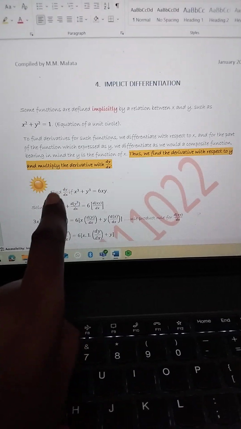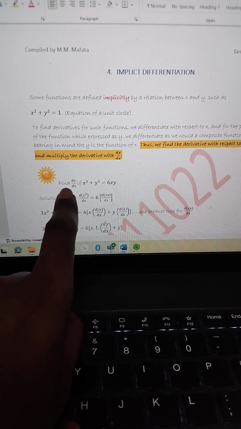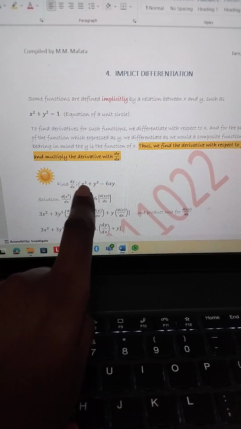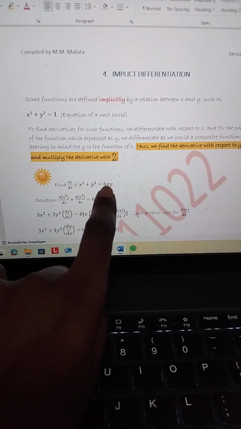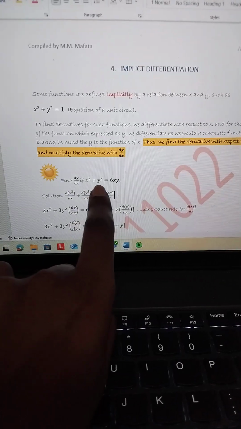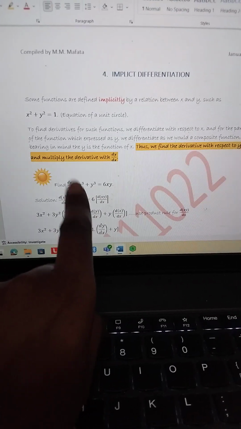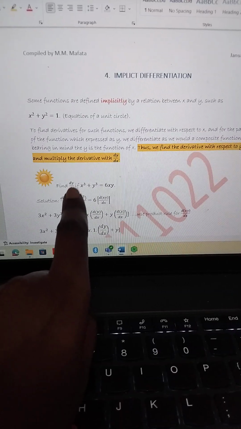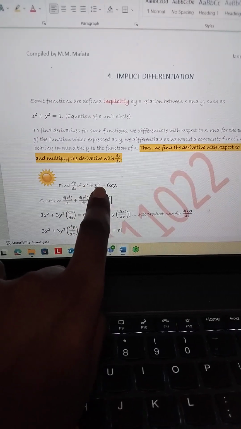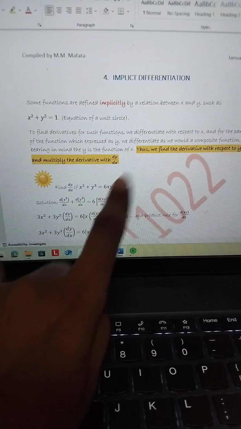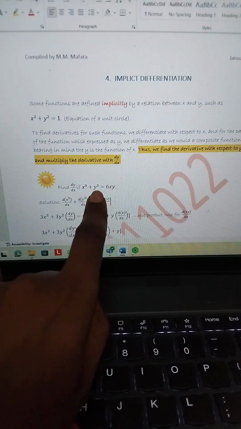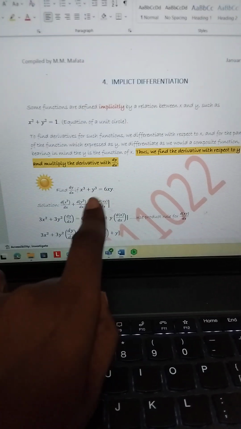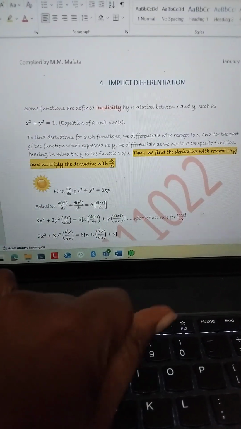Right, we see that we have a function x cubed plus y cubed is equal to 6xy. So this is an implicit function. So we need to find the derivative of y with respect to x if x cubed plus y cubed is equal to 6xy. So the first thing for us to do is to differentiate the left side and the right side.